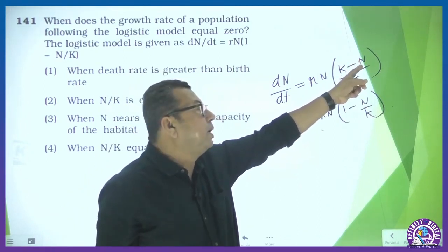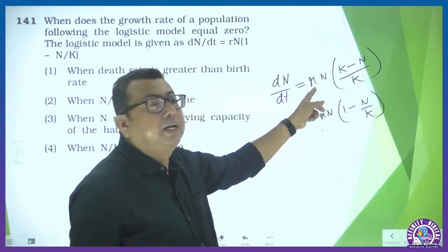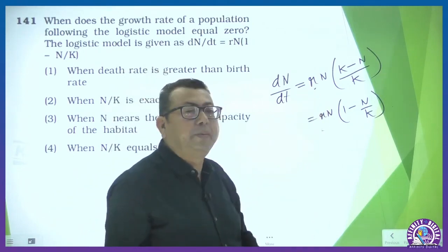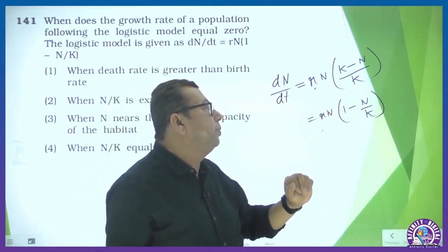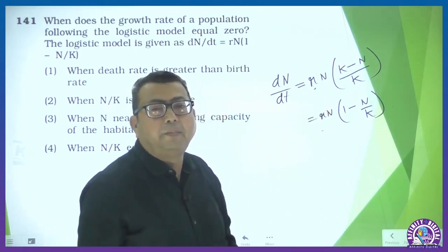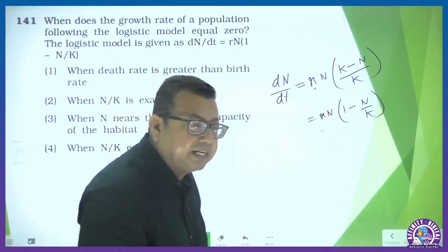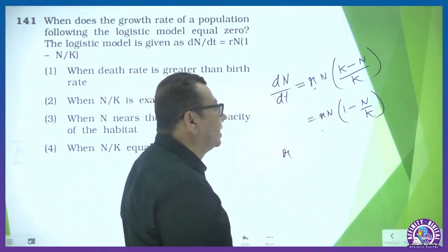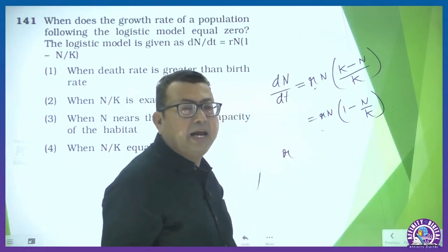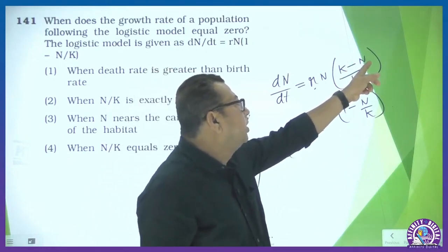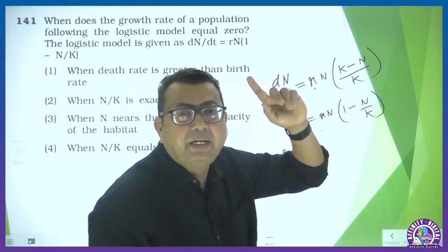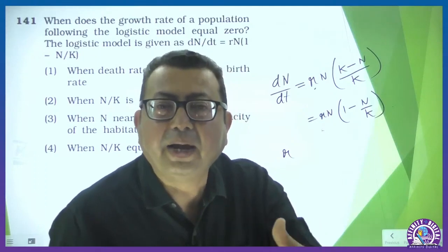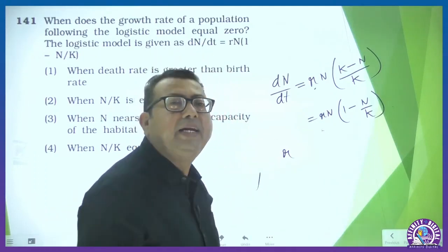Another name for population size is population density. r is called the intrinsic rate of what? Natural increase, that is the per capita rate of increase. Maximum per capita rate of increase is called the intrinsic rate of natural increase, as you have learned in your classes. So the intrinsic rate of natural increase is represented by r. K is the carrying capacity of the habitat. N is the population size, or population density, at any given time, represented by t, population density at time t.